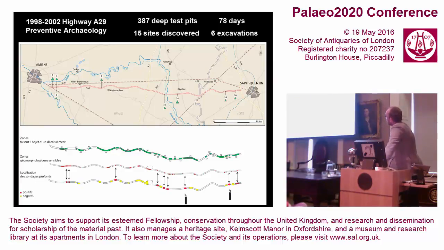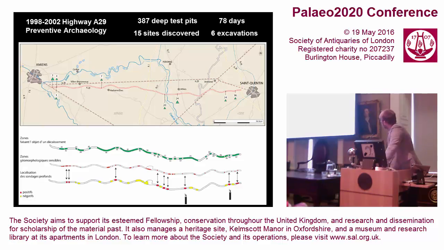I think the first real project with a very high level of planning for archaeology, and really preventive archaeology, as we can say and imagine today, is the highway A29 at the end of the 90s and the beginning of the new century. Approximately 4,000 deep test pits were made on this project, corresponding to 78 days. 15 sites were discovered and 6 excavations were made.